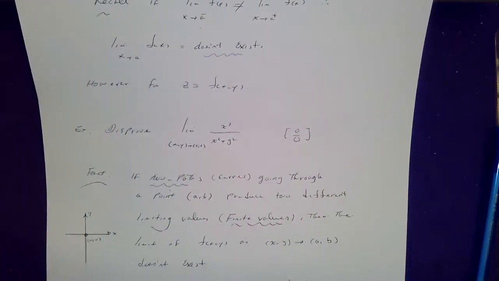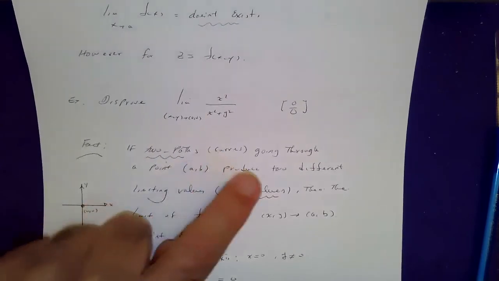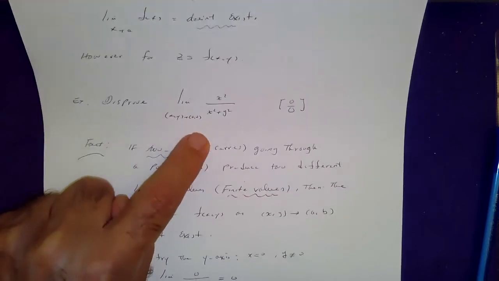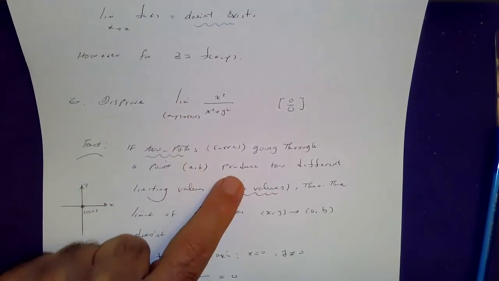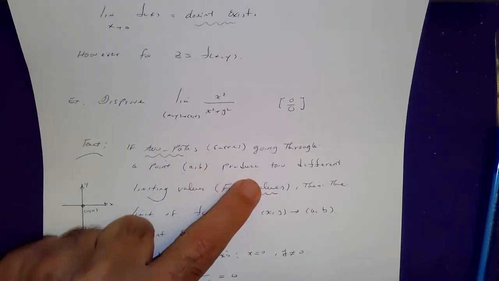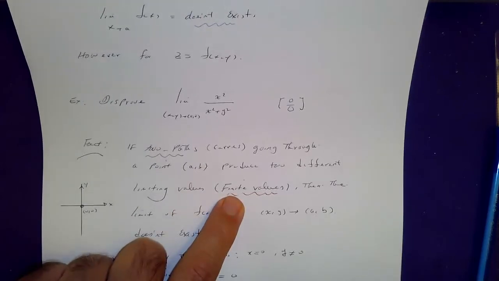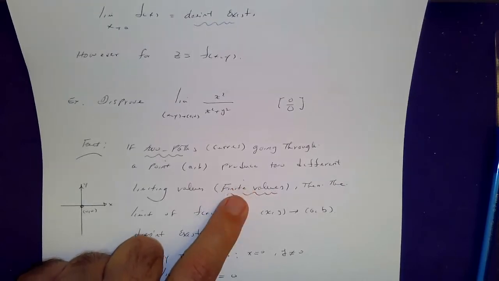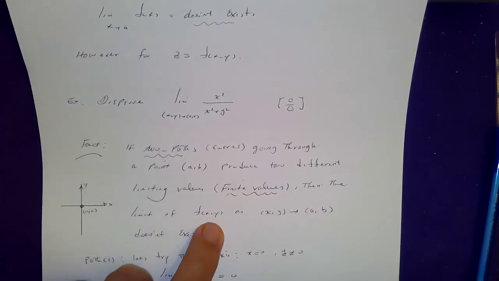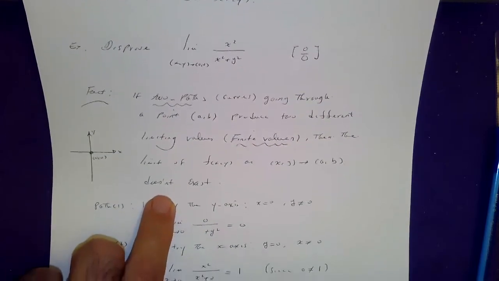For several variables, we need to select two paths or curves going through the point which x and y is approaching. Make sure the curves you select passing through this point produce two different limiting values, and those values have to be finite. Infinity, 0 over 0, they are not acceptable. They have to be numbers. Then the limit of f of x, y as x, y approaches a, b does not exist.